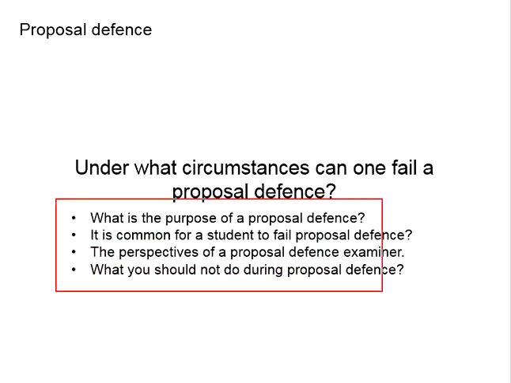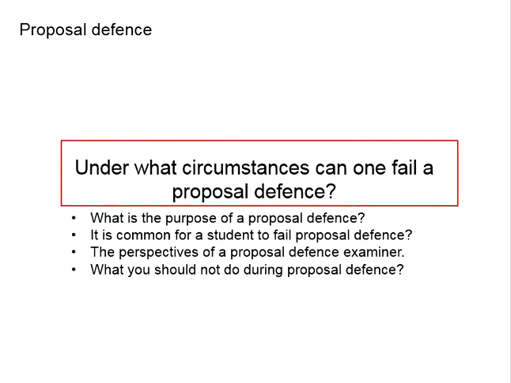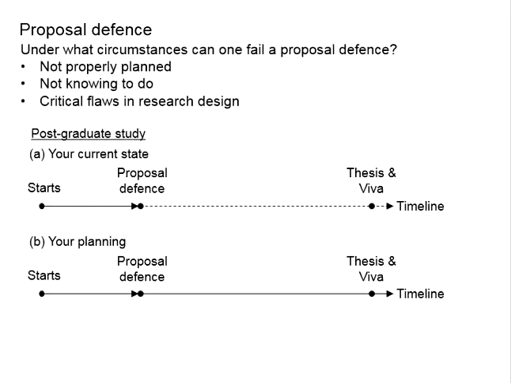Now that we have covered all these questions, we are ready to answer the ultimate question: the circumstances in which a person can fail a proposal defense. To make it simple, these are the three common conditions where a student can fail a proposal defense. It is when the research is not properly planned. It is when the students do not know what to do. And it is when there are critical flaws in the research design.